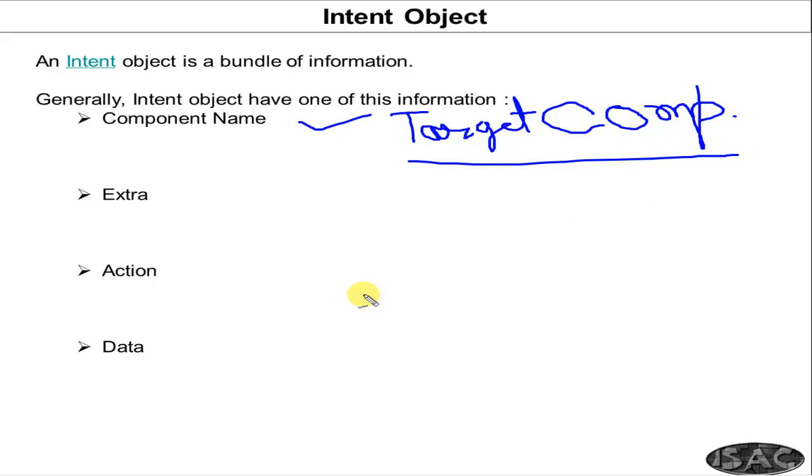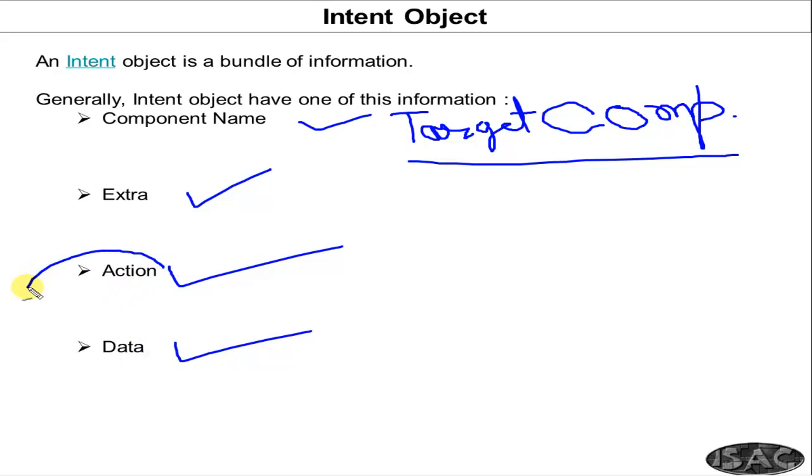Sorry for the bad handwriting. Now, there is extra. Extra is the additional data which you want to pass. Action is the action you want to take on the other one, and we will see an example of each one of them. And data is the data which is coupled with this. So, either you send these two together or you send these two together.